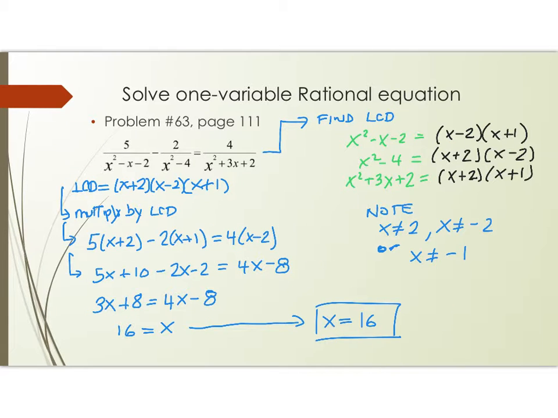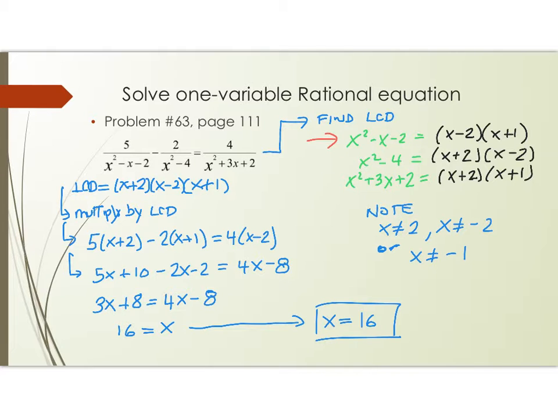So now we have a little bit more complication. This is problem 63 on page 111. Now, the idea here is we have, in the denominator, a complex polynomial in the denominators. So we have to find the LCD first. To find the LCD, we have to factor, and remember in the skills we had to factor polynomials of second degree.